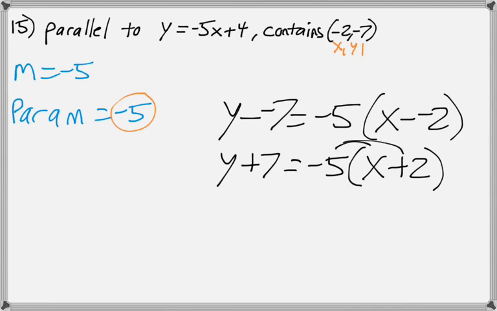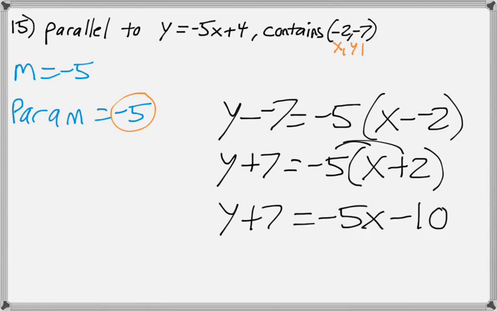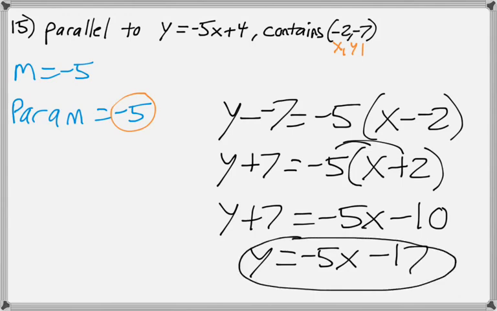Then let's distribute. So y plus 7 is equal to negative 5x minus 10. And then if I subtract 7 from both sides, y is equal to negative 5x minus 17. And that'll be our final answer. So that is the equation of a line that's parallel to this line, but that contains this as a point.